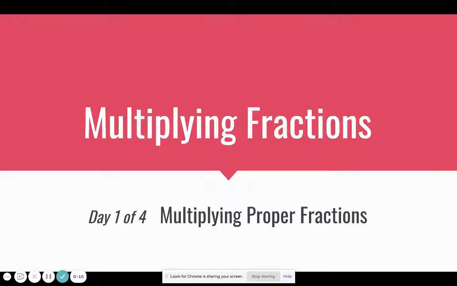We are looking at multiplying fractions. If you remember, last week we did adding and subtracting. This week is a new operation. We're multiplying fractions, and we're going to spend about 4 days on this. Today is day 1 of 4, and we're specifically focusing on multiplying proper fractions.